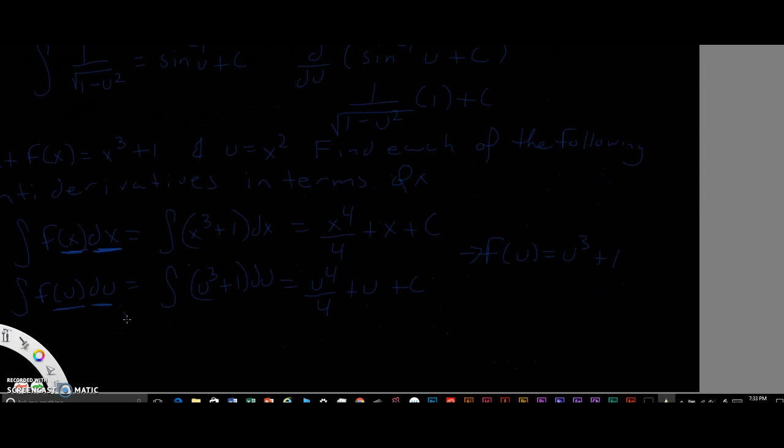Now, the last one that we're going to do is f of u dx. If you look over here, your stuff evidently doesn't match up. You're still going to plug into u, and now you get u to the third plus 1 in terms of dx. Now they need to match up before you do this. So you can plug in x squared, and now you get x to the sixth plus 1 dx. The antiderivative of this is going to be x to the seventh over 7 plus x plus c.